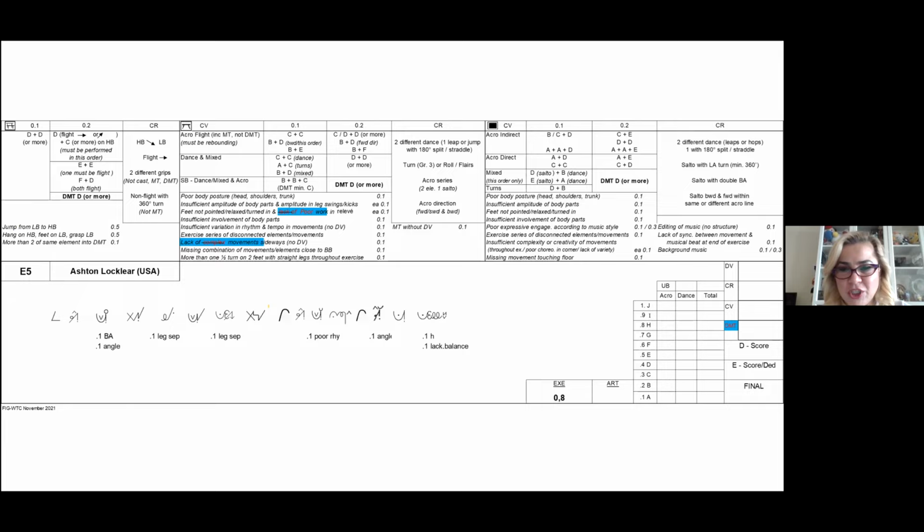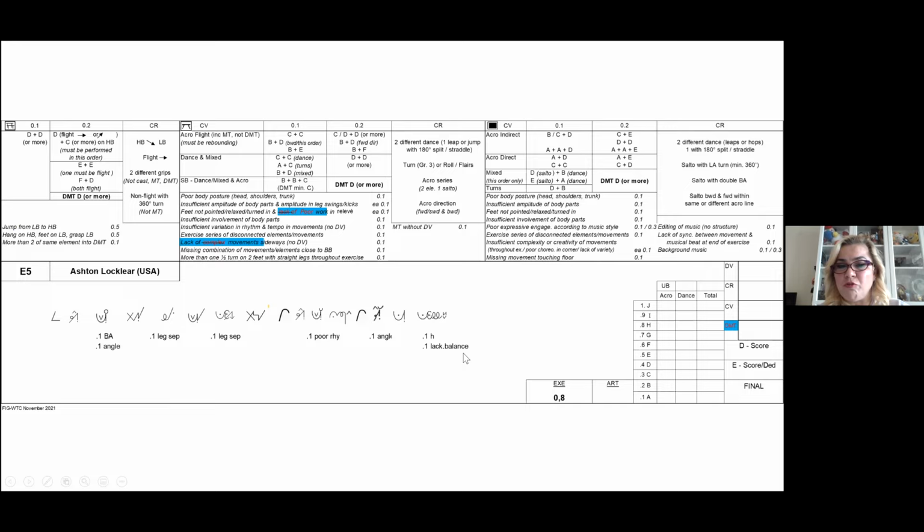For the E, we had in the pike salto circle, 0.1 for body alignment and 0.1 for the angle, and then nothing in the Shaposhnikova to Stalder, and pack salto 0.1 for leg separation. It was quite high and nice. We had nothing for the Melanie and for the shoot over 0.1 for pit leg separation. And then we had 0.1 for poor rhythm in elements while turning on the pike salto circle half turn, and nothing for the Jaeger. For handstand half turn, again, 0.1 for the angle. And for the dismount, we have 0.1 for the height and 0.1 for lack of balance.